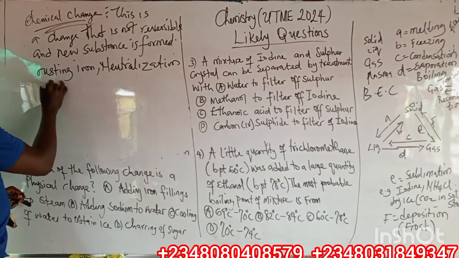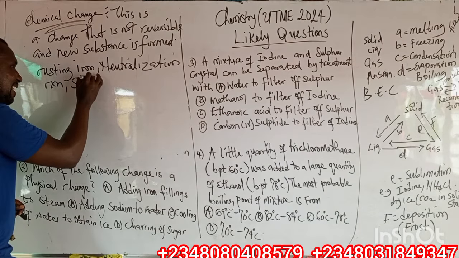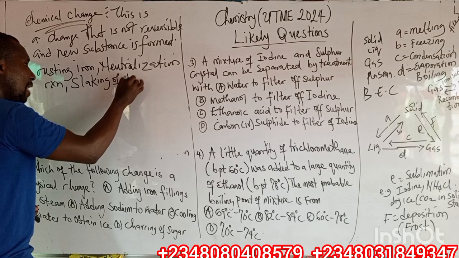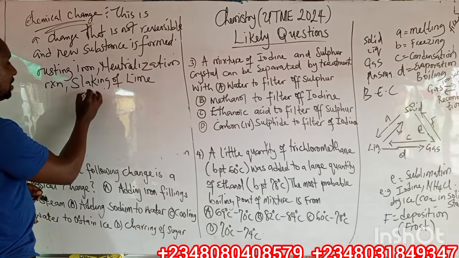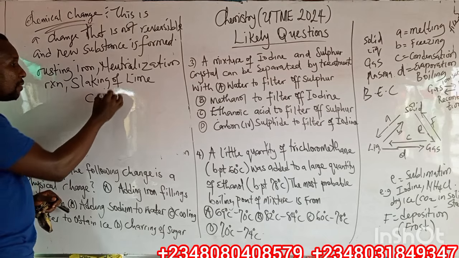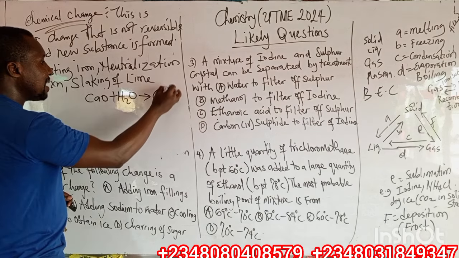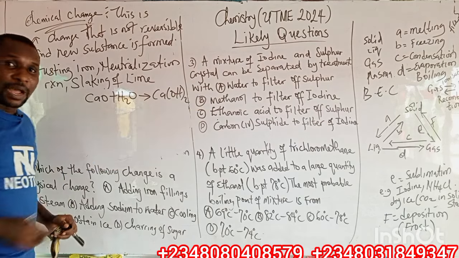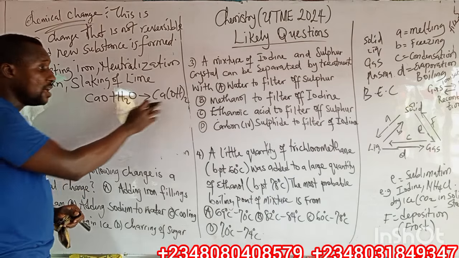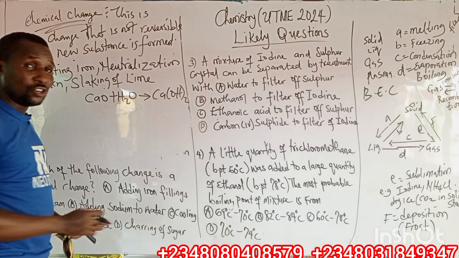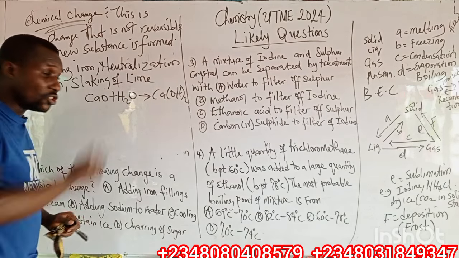Neutralization reaction is an example of chemical change. That means the reaction between acid and base. Take note, this one always comes out. Another is slaking of lime. Slaking of lime is the reaction between calcium oxide, quicklime, and water to form slaked lime, calcium hydroxide. It is a chemical change. It is not easily reversible, and a new substance is formed.